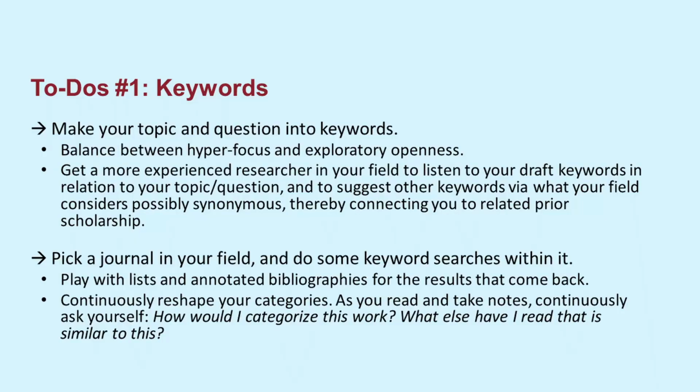Now that you have some keywords, pick a journal that you know is in your field and do some keyword searches within it, both looking for the ethnographic and historical information and also for potentially theoretically relevant information. Play with annotated bibliographies for the results that come back from your searches. As you read and take notes, continuously ask yourself, how would I categorize this work? What else have I read that is similar to this?